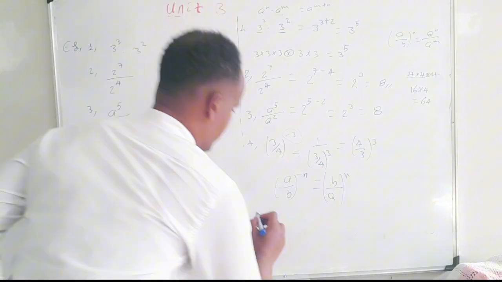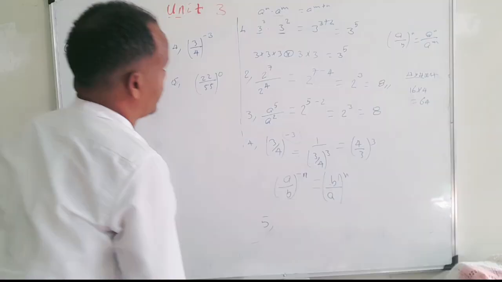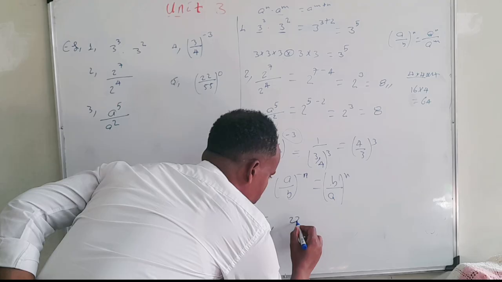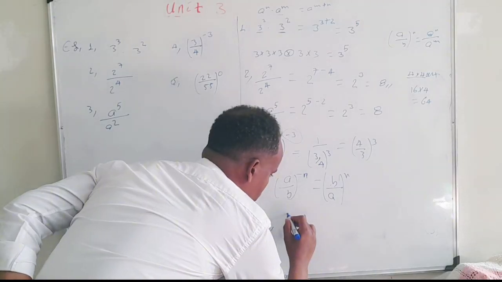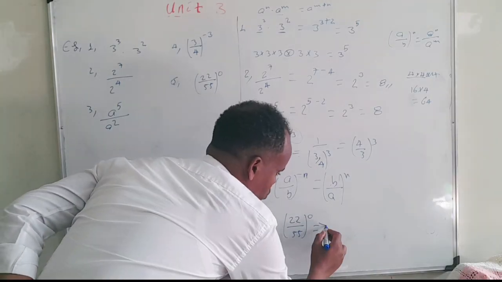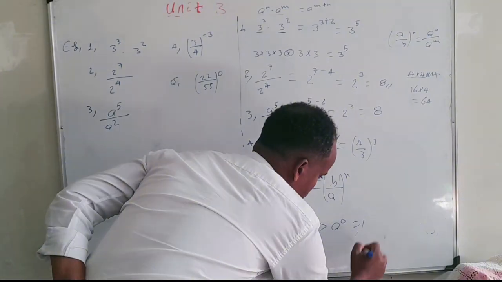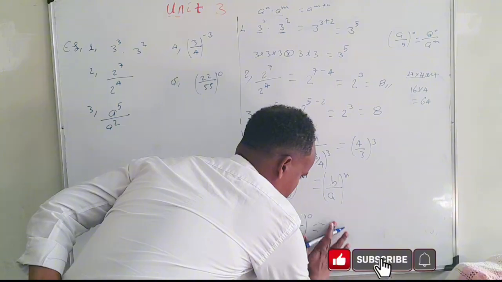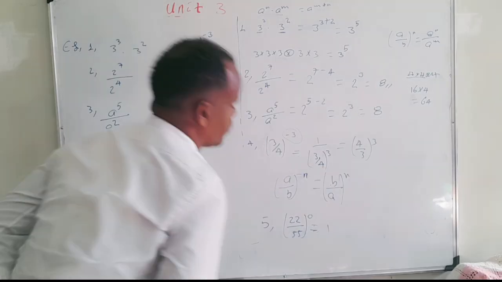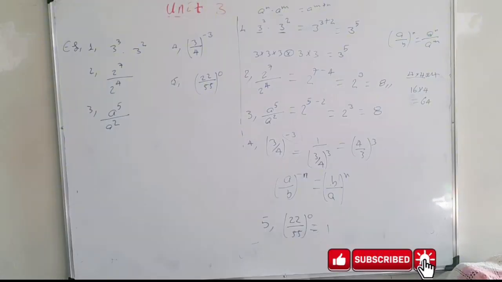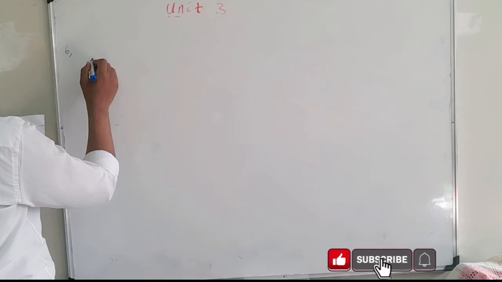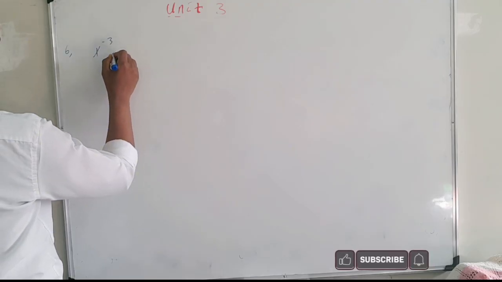That is number 5. Solution number 5: (22/55) to the power of 0, using a to the power of 0 is equal to 1, any number to the power of 0 is 1. Then number 6: x to the power of minus 3 times x to the power of 4.